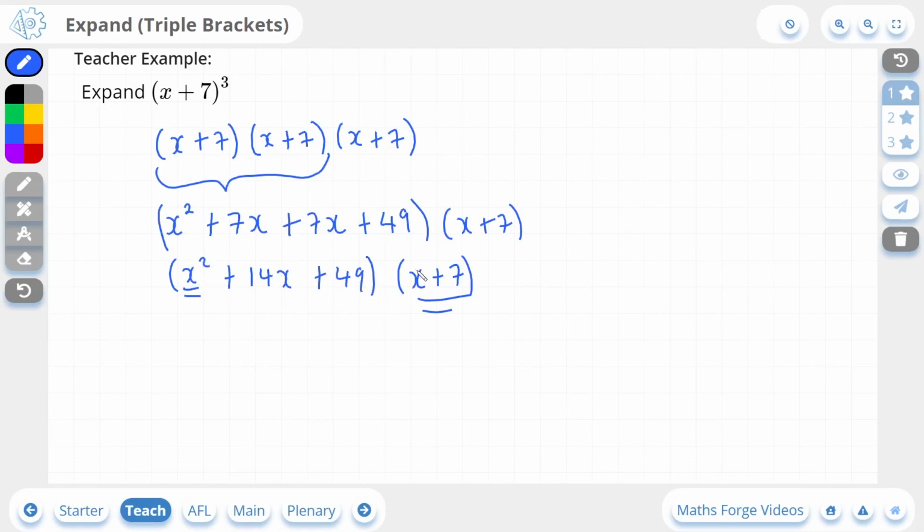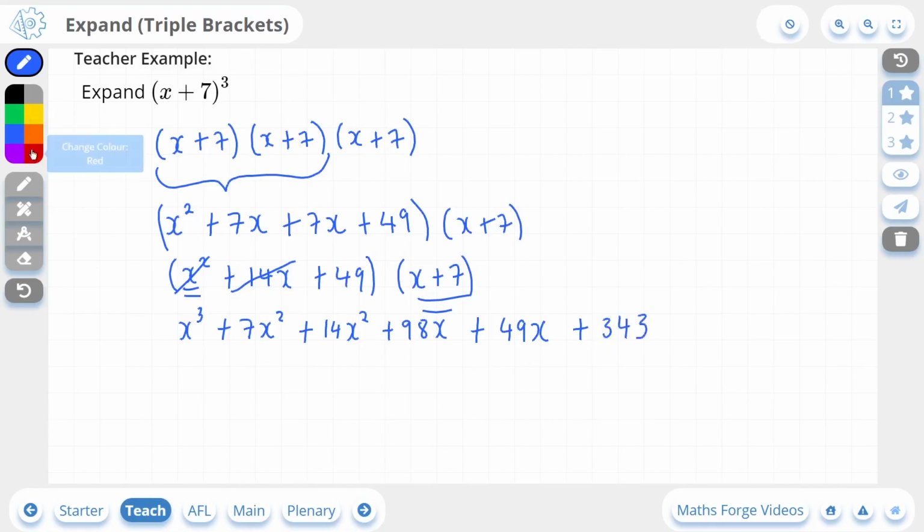So we're going to have x squared multiplied by x, which is going to give us x cubed. x squared multiplied by positive 7, which is positive 7x squared. Okay, the x squared has been multiplied by everything. We don't need it anymore. Now we're going to have the plus 14x multiplied by x, which is going to give us plus 14x squared. Don't forget x times x is x squared. And plus 14x multiplied by positive 7, which is going to give us positive 98x. And now that the 14x is multiplied onto everything, we can move on from it. Let's do the positive 49 multiplied by x, which is going to be plus 49x. And the positive 49 multiplied by the positive 7, which gives us plus 343.